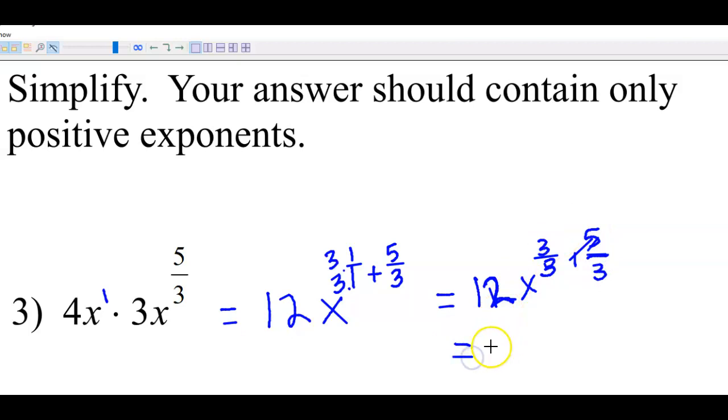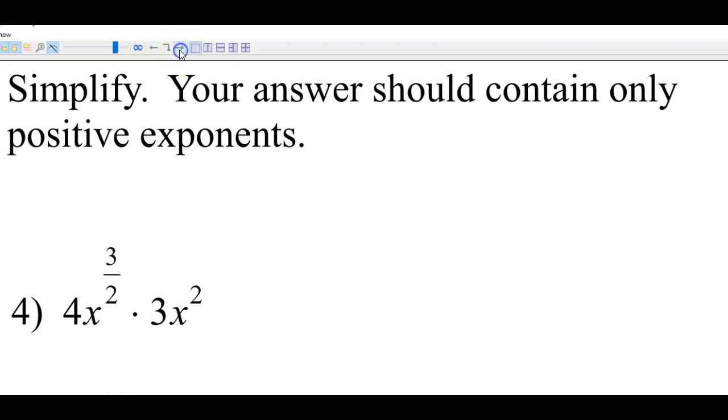So my final answer here is 12x, 5 plus 3 is 8, so raised to the 8/3 power. All right, so let's try one with our quotient rule now.